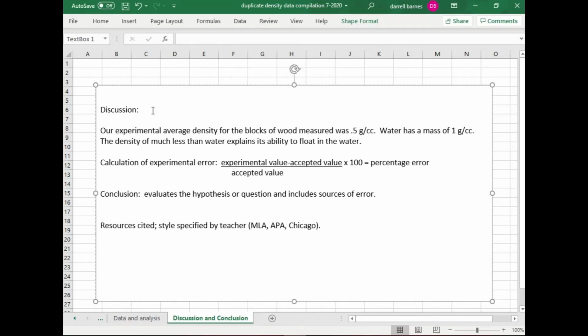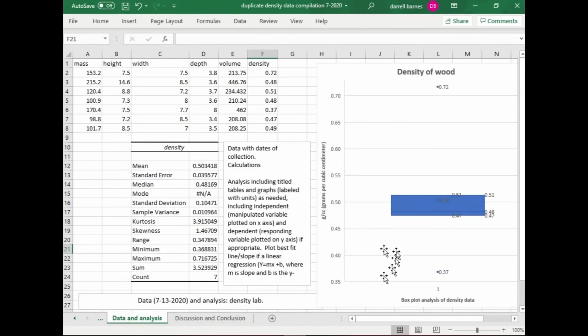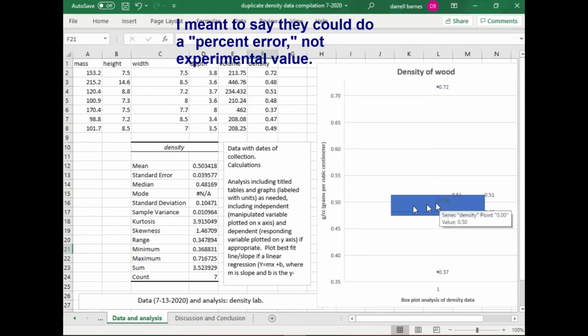Calculation of experimental error, experimental value minus accepted value. This might be something that each individual person could do for theirs. Like, for instance, if this person had 0.72 and the average was 0.5, then they could do an experimental value on that. Which leads me to one other part of the discussion.